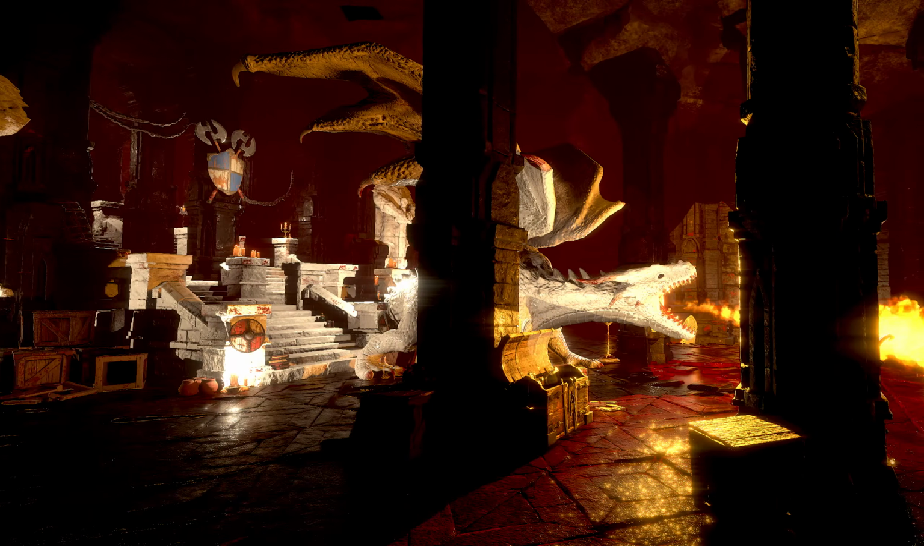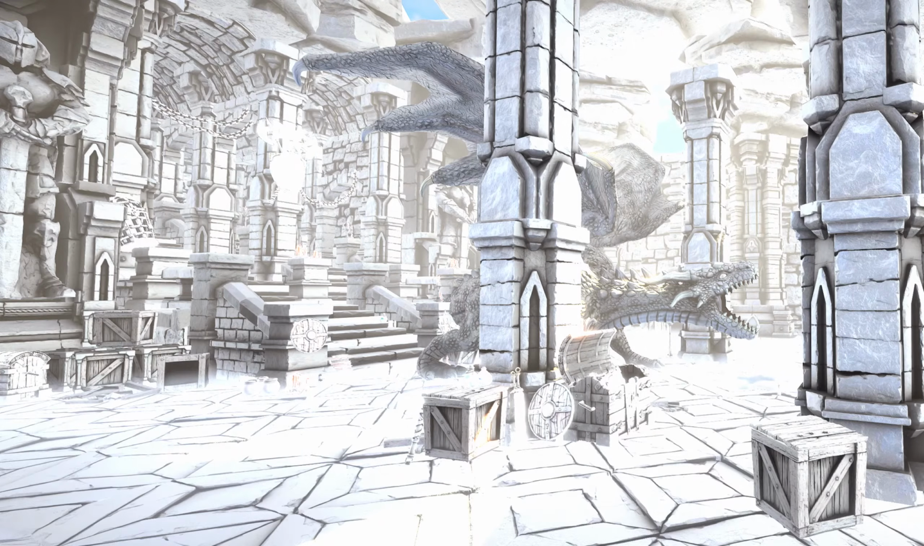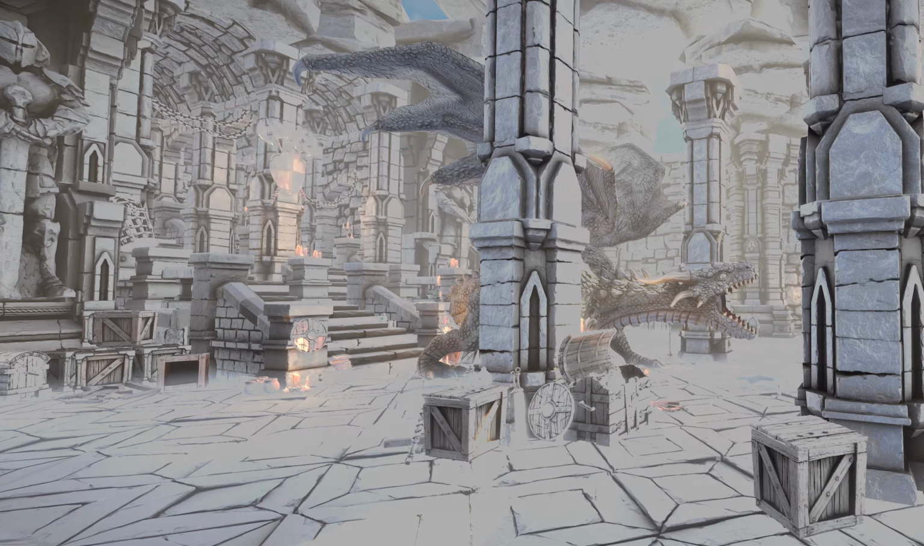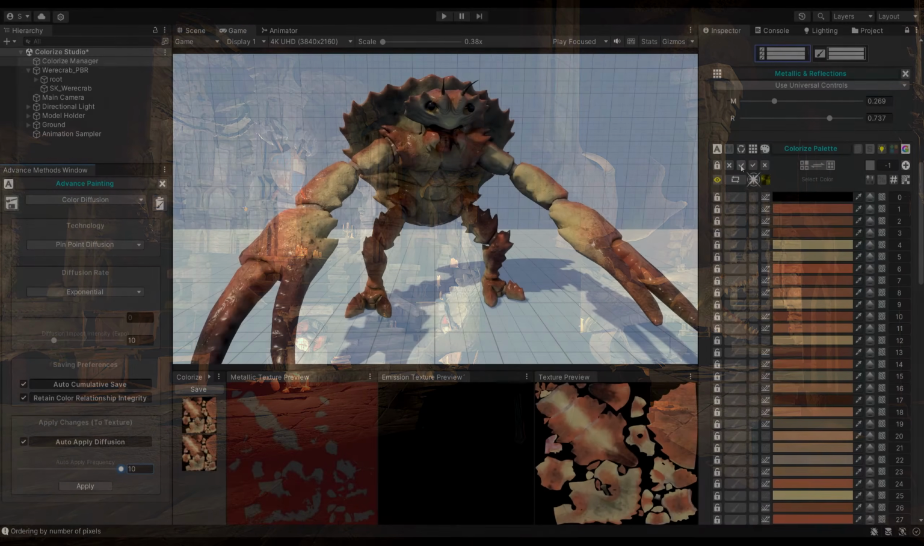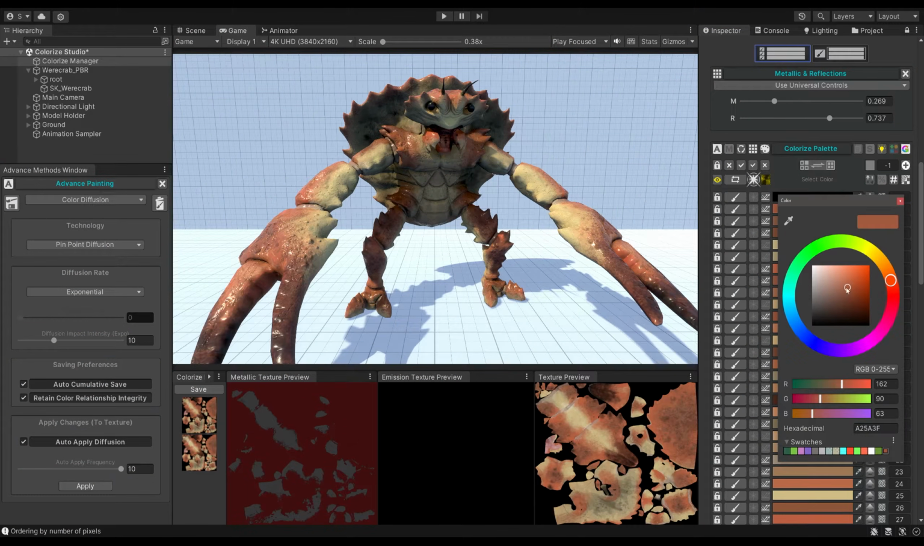Join us as we explore the creative potential of Colorize HD and discover how it can help you achieve remarkable detail and variety in your textures, taking your artistry to the next level.